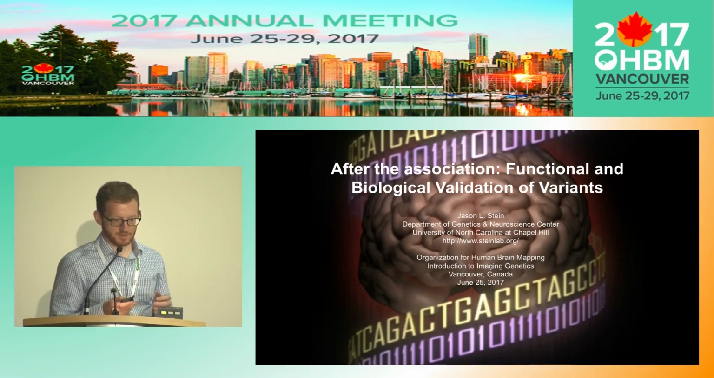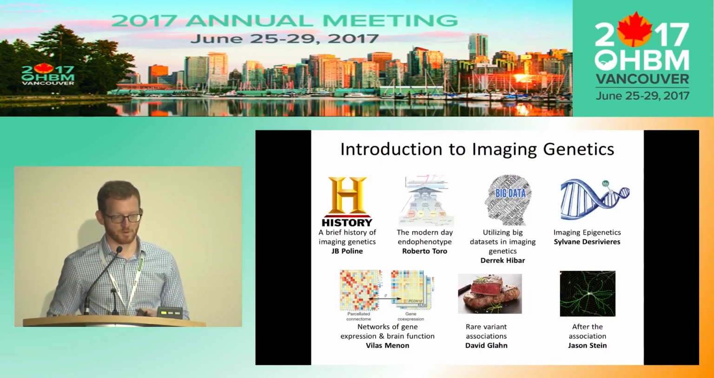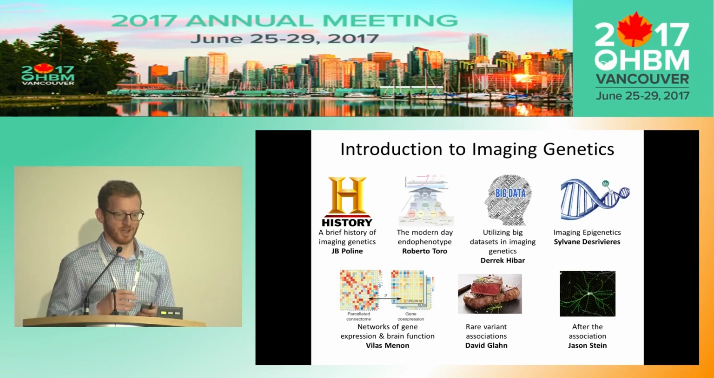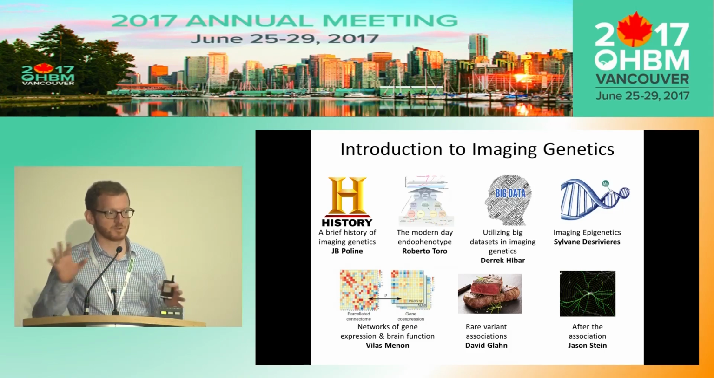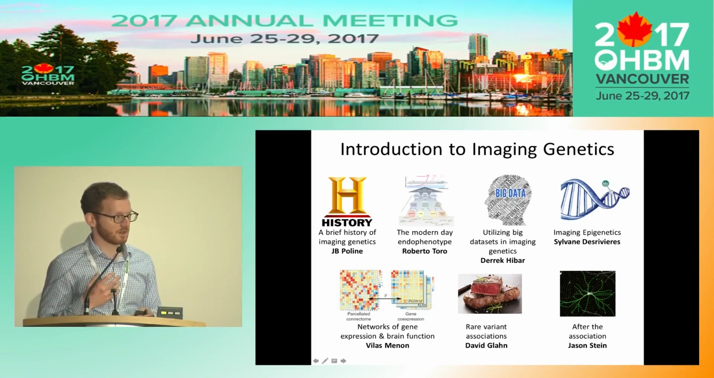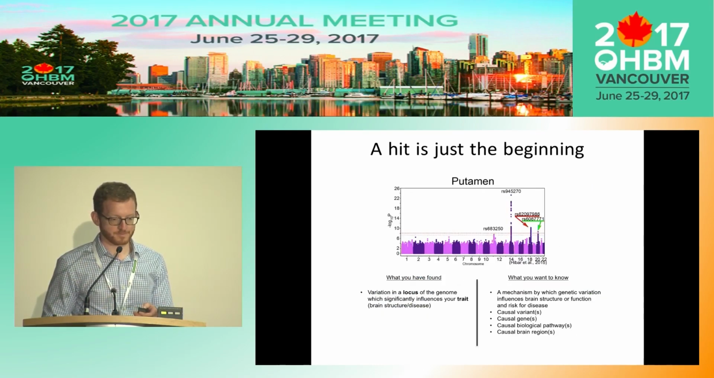Okay, so last talk of the day is after the association: functional and biological validation of variants. Here you see the full spectrum of what we went over today. We're really hitting just small parts of each part of the imaging genetics field, or the genetics field in general. Hopefully it gives you a taste and points you in the right directions of where to go. So here we're going to go after you've conducted all of these tests to try to identify either genetic variants or genes in the genome. Where do you go next? What do you try to do to understand the biology better?